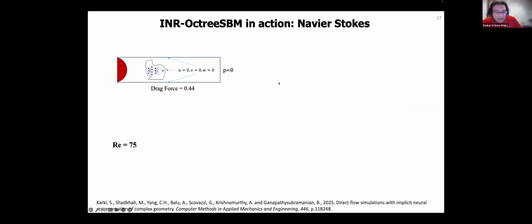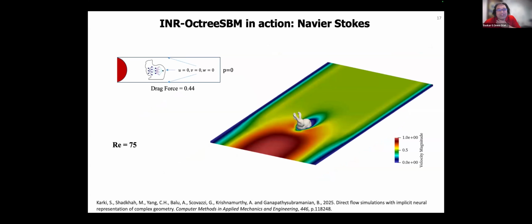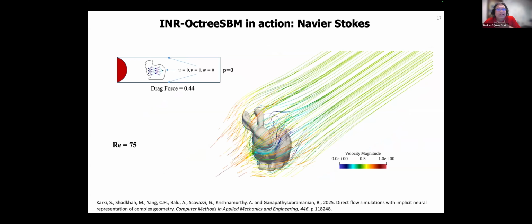Then finally, here are some last action shots, if you will. We took the implicit neural representation of the Stanford bunny, and we put it into a channel flow, and we were able to get the channel flow here, right?